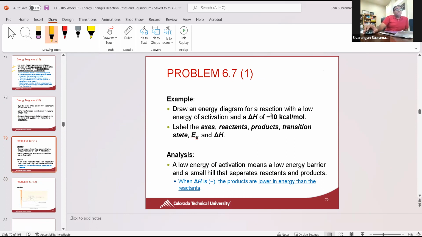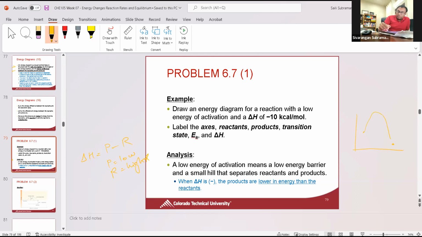So, draw an energy diagram for a reaction with a low energy of activation and a delta H of negative 10 kilocalories per mole. The moment it says delta H is negative 10 kilocalories per mole, delta H is always the energy difference between product minus reactant. So if this difference is negative, you know that product is lower and reactant is higher. What they're asking you to do is draw an energy diagram. Again, it's all relative, right? So product is lower, reactant is higher.